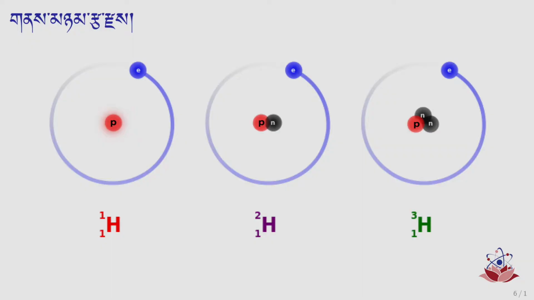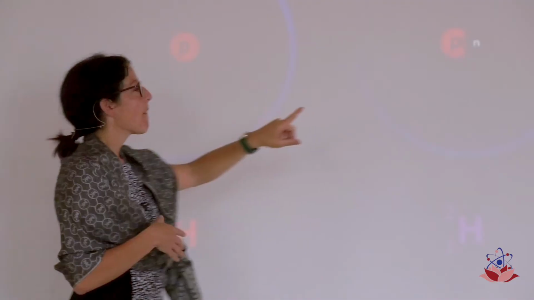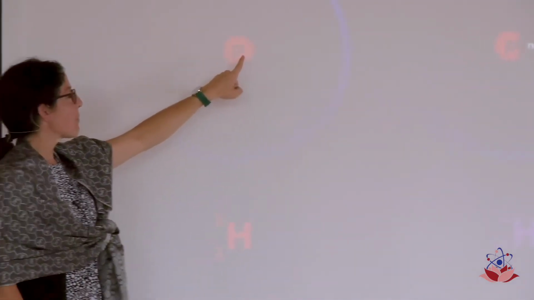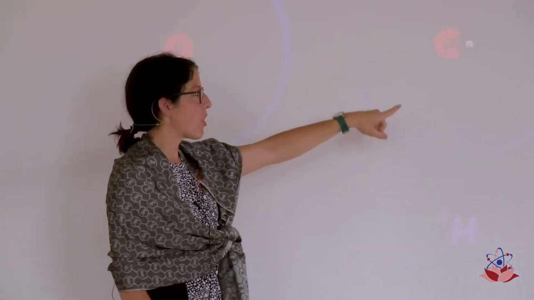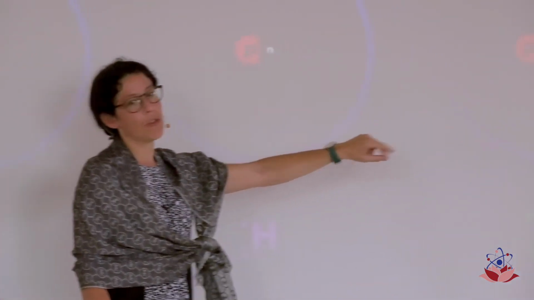So we have 3 different atoms shown here. Each of them has 1 proton, okay? This one has 0 neutrons, this one has 1 neutron, and this one has 2 neutrons.